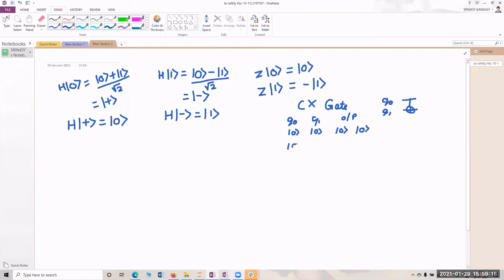Again, if the first qubit is 0 and the second qubit is 1, same thing, because the first qubit is the control. This qubit is known as control, and this qubit is known as target. So it's a controlled NOT gate, controlled X gate. That is what it is called. This is the target.